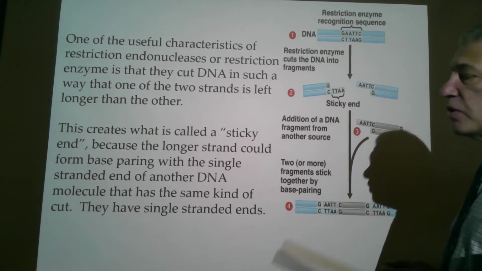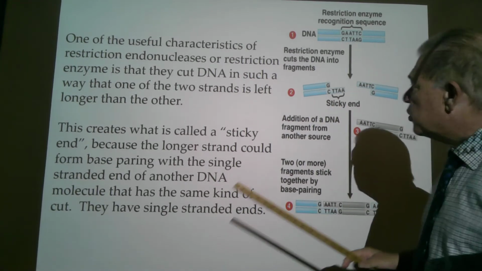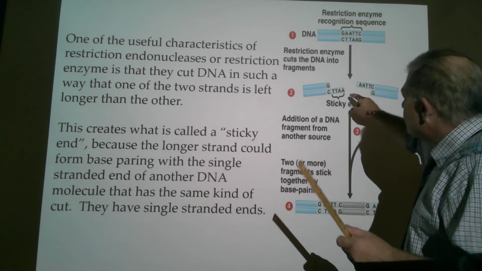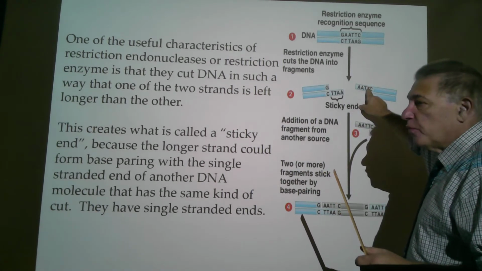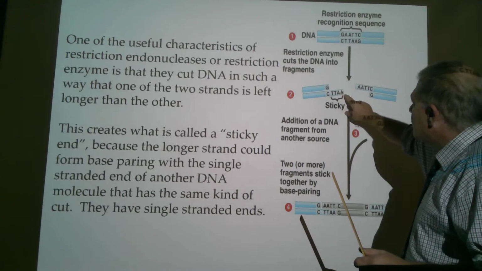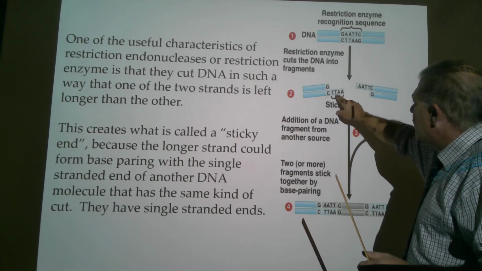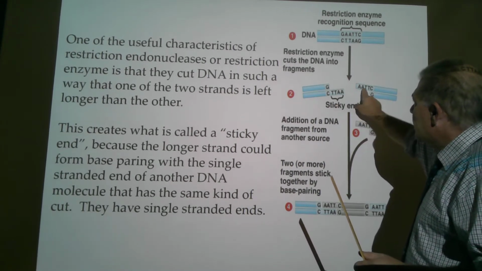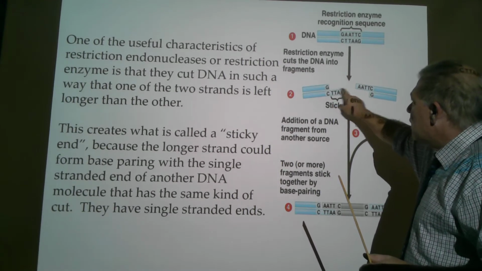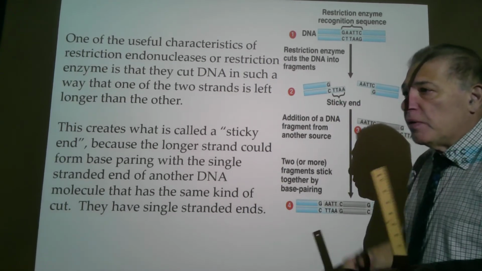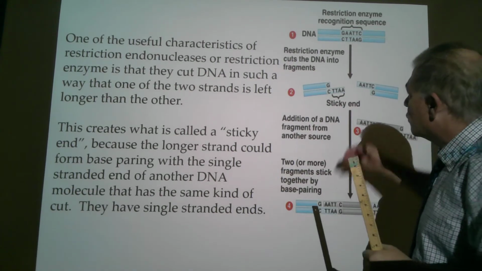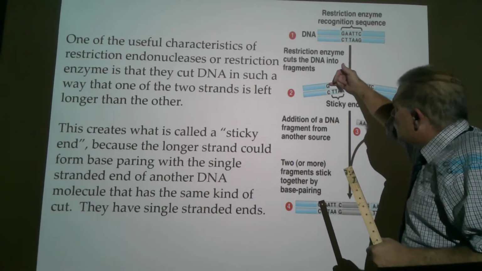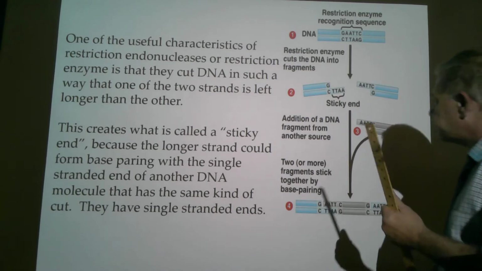It's called a sticky end simply because this adenine wants to base pair with a thymine. See, it is where the thymine was before. This adenine wants to base pair with a thymine, and this thymine wants to base pair with an adenine, and this one wants to base pair with an adenine as well. So they're kind of sticky in the sense that they're looking to get back together. So this piece and this piece are kind of looking to get back together.